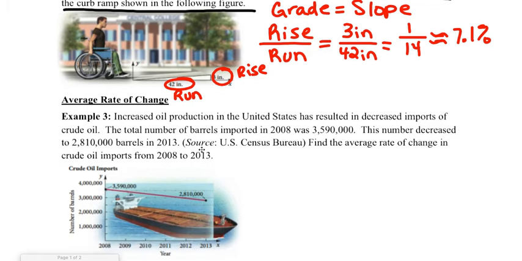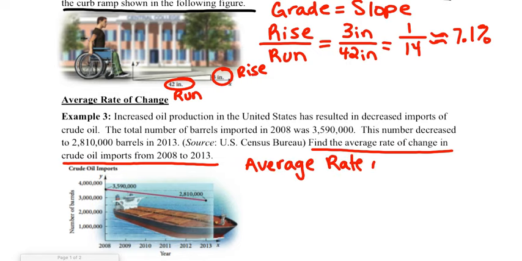All right, on example number 3, we have an average rate of change. If we read this entire problem, we want to find the average rate of change from 2008 to 2013. Average rate of change just means slope. So again, we're going to want to find the slope between 2008 and 2013. So if you read through that entire problem, really what we're trying to find is the slope of this red line that's given to us right here.